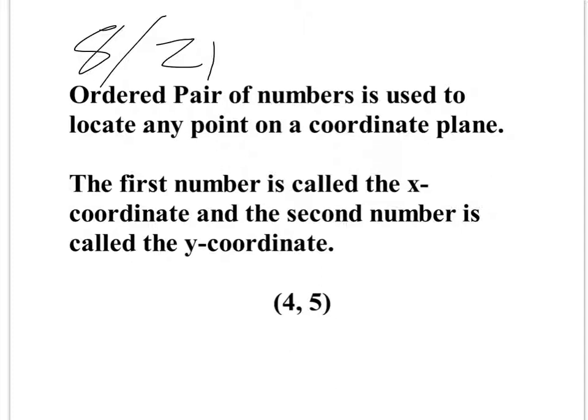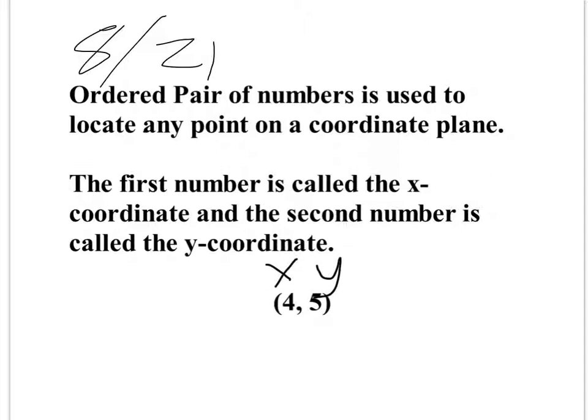Anyone want to guess why x is the first number? It goes up and down. Because maybe alphabetical. X before Y. Thank you, Sam. Okay. So 4 is our x coordinate.